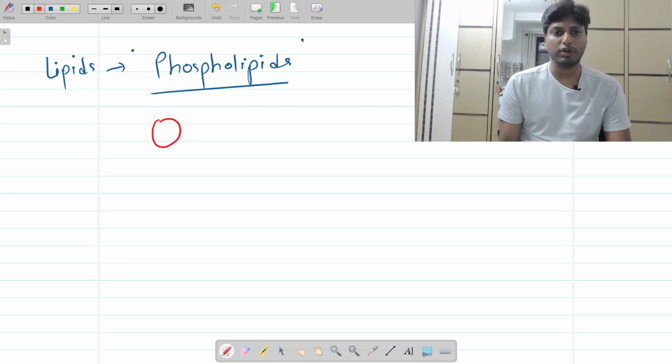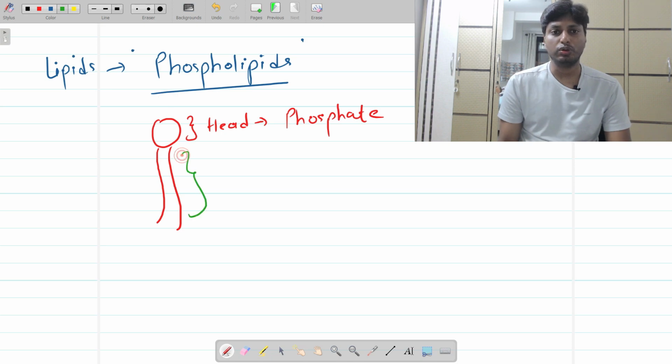A phospholipid consists of a circular head group which is majorly made up of phosphate, and it consists of two tails which are made up of fatty acids. So in short, this is a type of phospholipid in which the head is circular and there are two tails made up of fatty acids, and the head is made up of a phosphate group. That means the head portion of the lipid is polar in nature, and the portion made up of fatty acid is non-polar in nature.